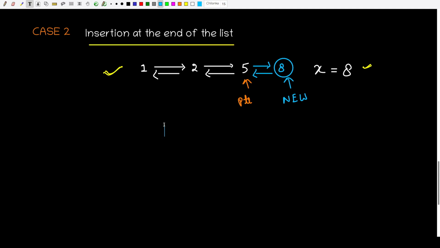So let us do that. ptr.next should point to new, and new.previous should point to ptr. And in this way, we have inserted an element at the end of the list.